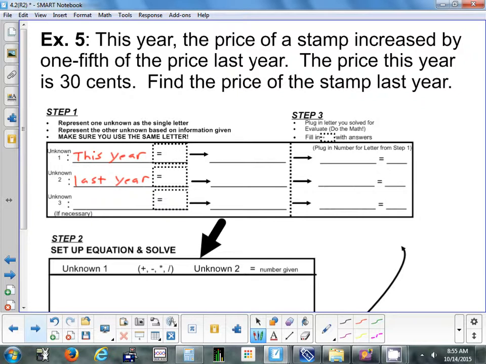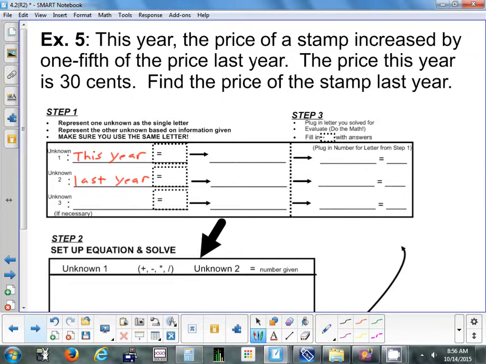All right. So I'm just going to read through the whole thing. Okay? It says the price this year is 30 cents. That's a little different. They're actually telling me what the price this year is. All right?